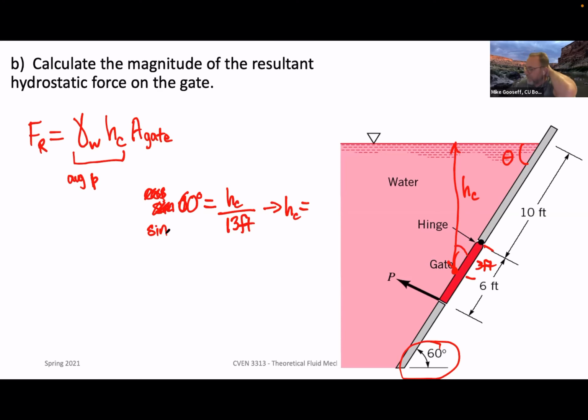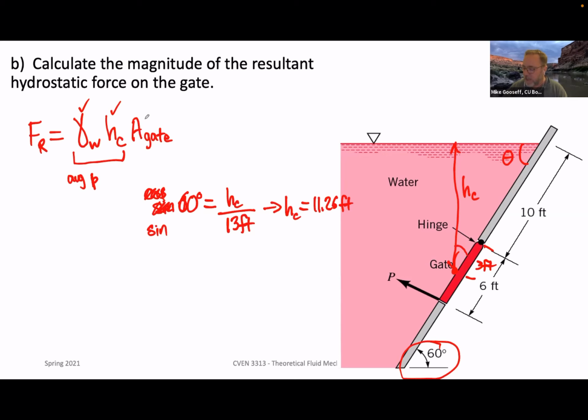Okay. Be nice and easy. So when you do that calculation, you end up with 11.26 feet of depth. Okay, so that's where we are depth-wise, h sub c. So thanks for that. So we can look this up. Of course, it's going to be 62.4 pounds per cubic foot. We just figured out h sub c, which we can plug in there.